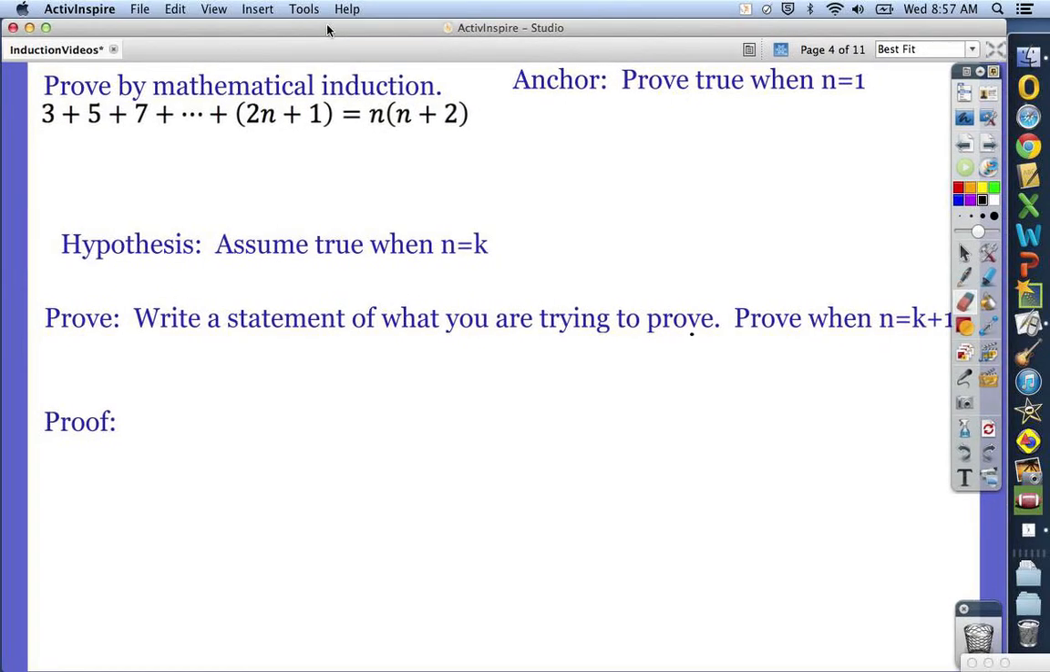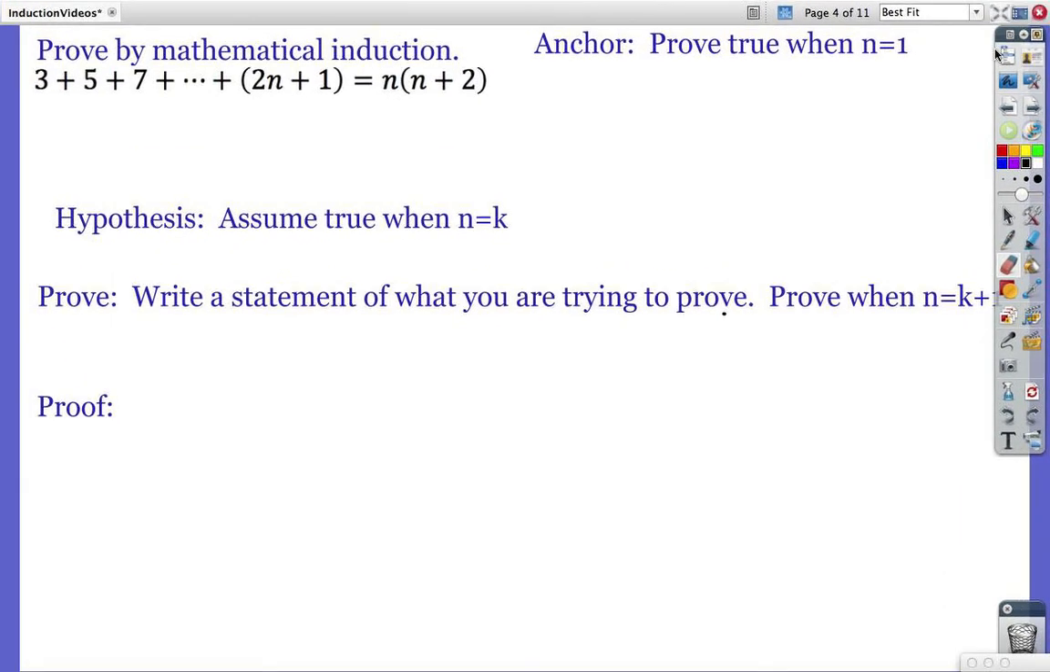There again. We will be doing a proof this time by mathematical induction. We'll take you through the whole proof. So we are going to try to prove the statement 3 plus 5 plus 7 plus dot dot dot (2n plus 1) is equal to n times (n plus 2) for n an element of the natural numbers.